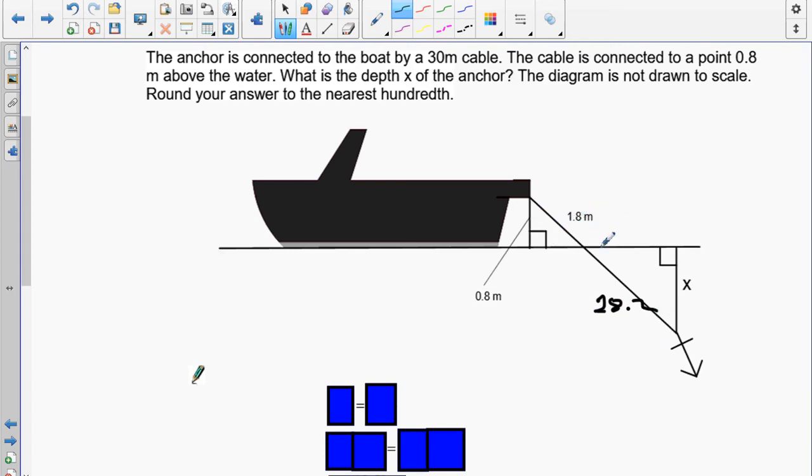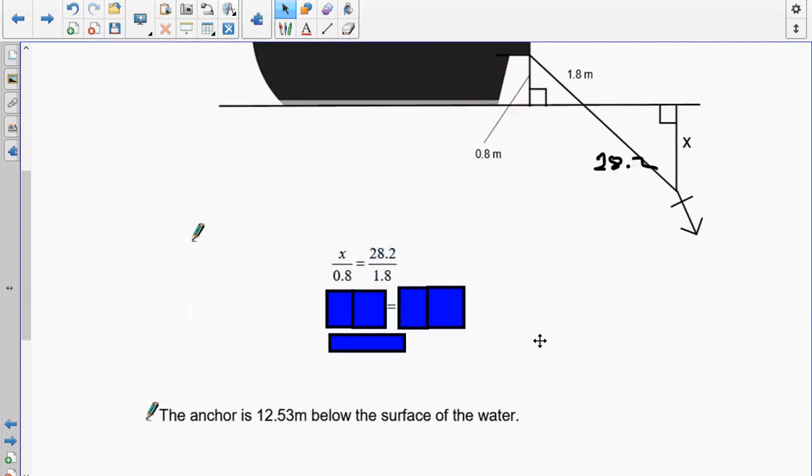Now, having done that, now that I know this, and I know that matches up with that, and I know this is 0.8 meters, it's obviously not to scale, all right? Now I can start setting up the question. So I have to set up this depth, x, to that one. It matches up, so that is x over 0.8. And I know that the things on the same line match up. So this is going to be the 1.8 matching up with the 28.2. Now, since I'm doing large over small, it's going to be 28.2 over 1.8.